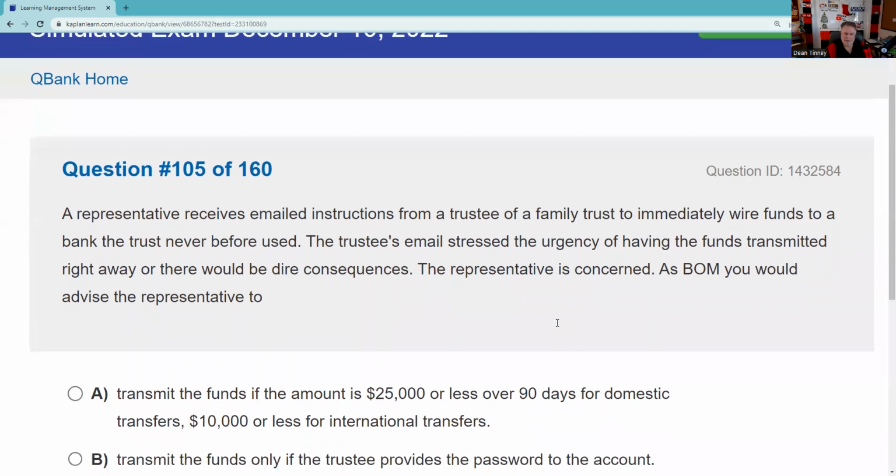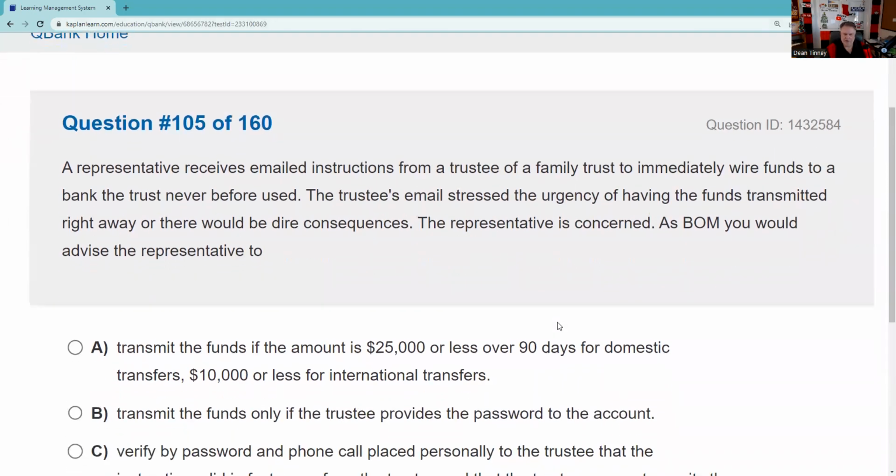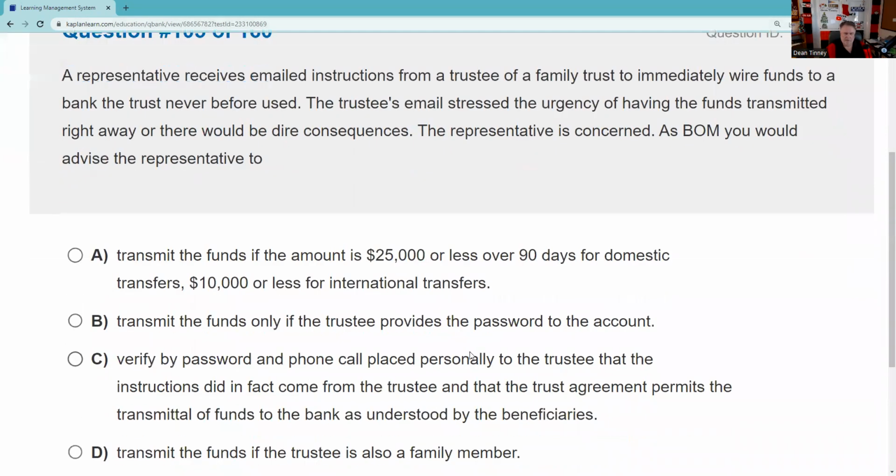Question 105. A representative receives emailed instructions from the trustee of a family trust to immediately wire funds to a bank the trust has never before used. The trustee's emails stress the urgency of having the funds transmitted right away, or there would be dire consequences. The rep is concerned. As branch office manager, you would advise the representative to transmit the funds. If there's 25 grand, no.